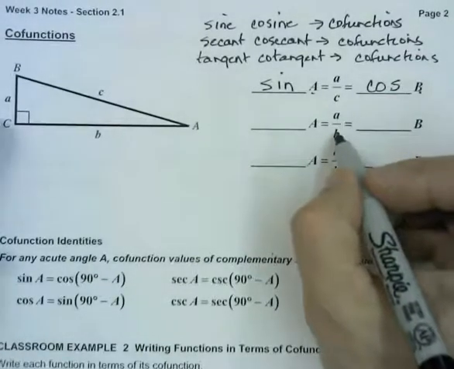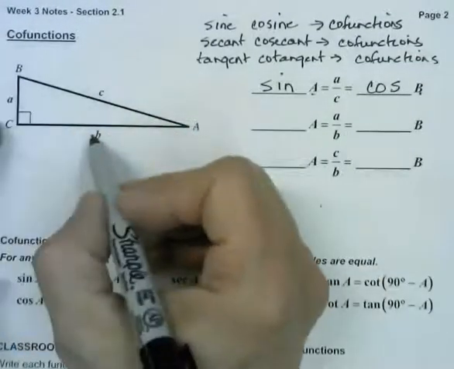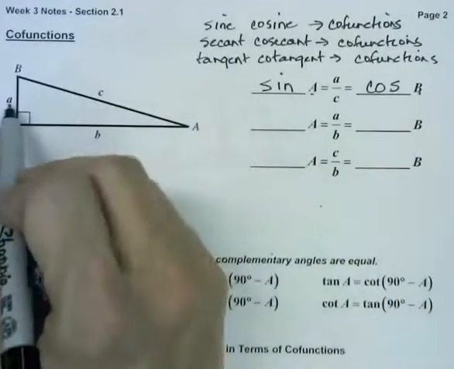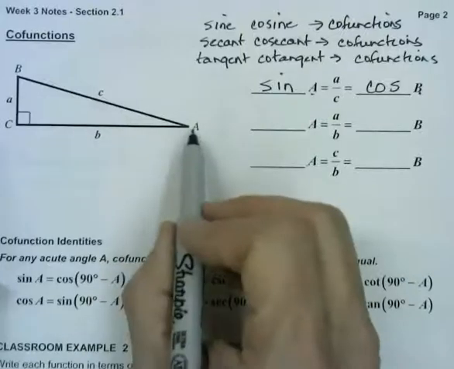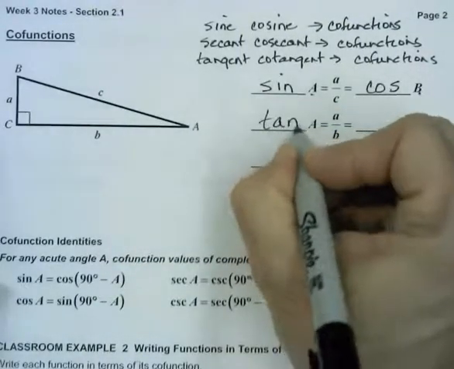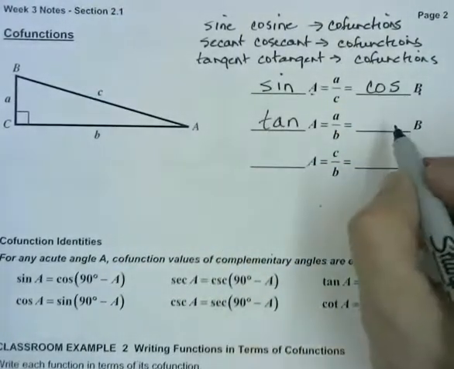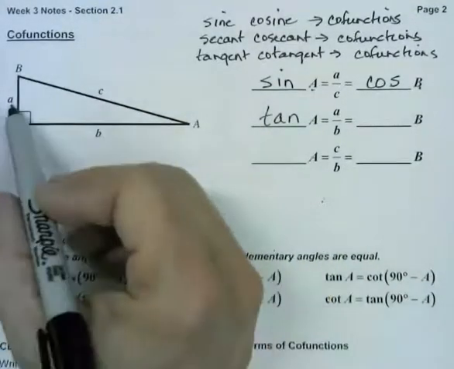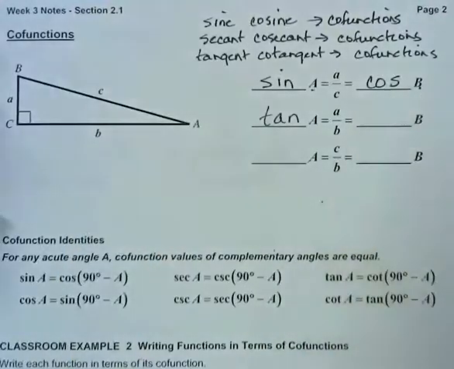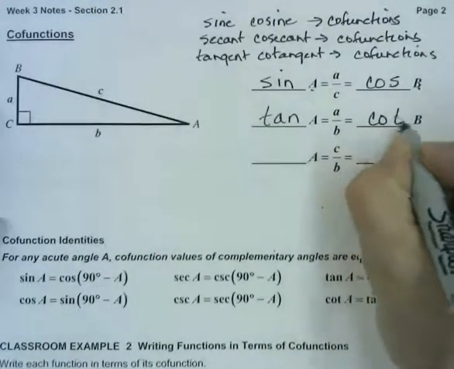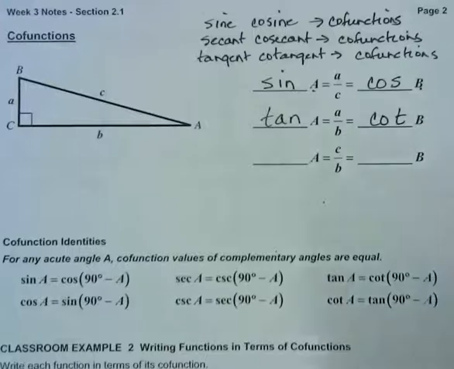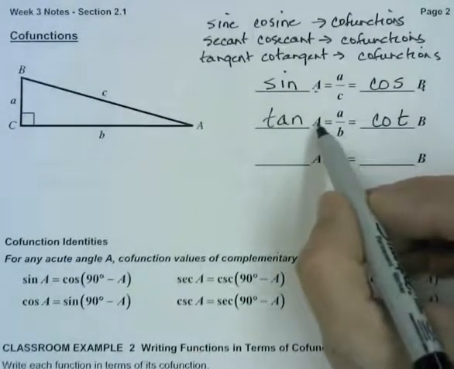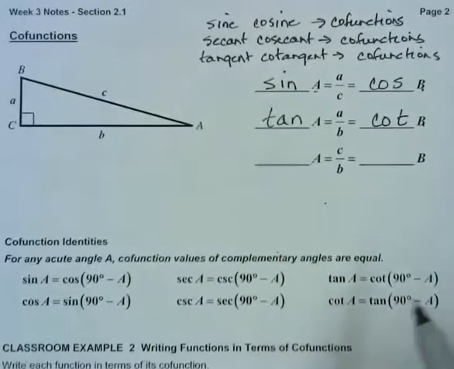If we look at A over B in this triangle, that doesn't involve the hypotenuse, which means it would be the tangent. It would be the tangent of A because side A is opposite angle A. So A over B would be the tangent of A. But if we look at angle B, then A over B would be the adjacent over the opposite. That would be the reciprocal of tangent, so it would be cotangent. So again, we're switching from the function to its cofunction when we switch from the angle to its complement.